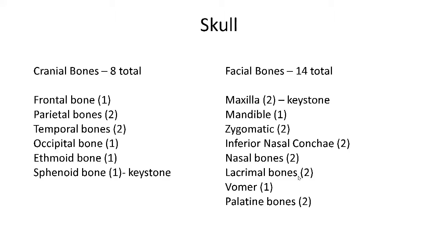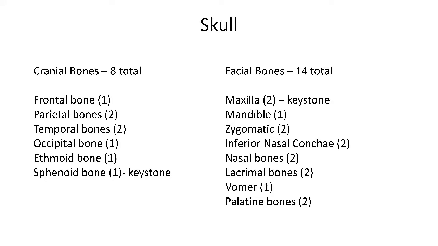So skull bones, there are 8 cranial bones. Now some of them are paired. We have one frontal bone, 2 parietal bones, 2 temporal bones, 1 occipital bone, 1 ethmoid bone, and 1 sphenoid bone. I've noted the sphenoid bone is called the keystone of the cranial bones. That means all the other 7 bones connect to the sphenoid. It holds the skull together, or the cranium together.